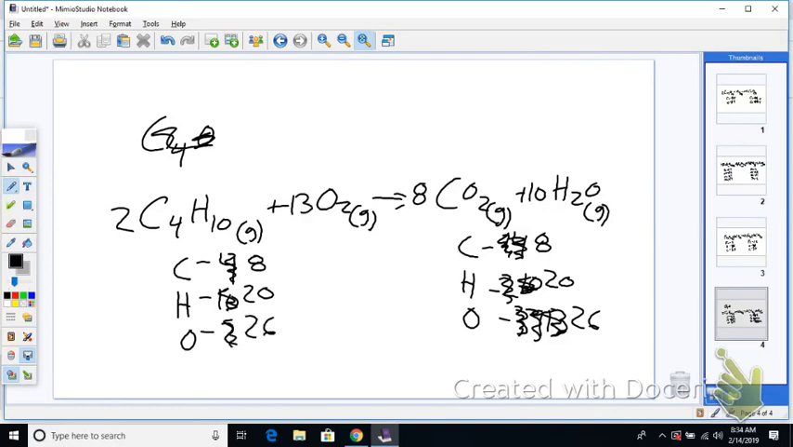So 2, 13, 8, 10. So the thing is, what you have to do on some of these, you can get away with probably doubling a side when it's odd, when you've got 2 numbers, and then the other side you can balance out later. Okay?